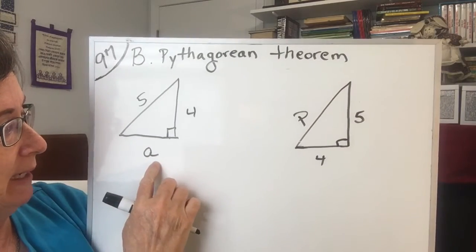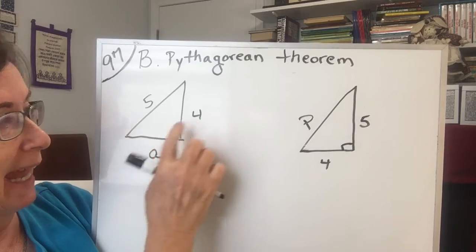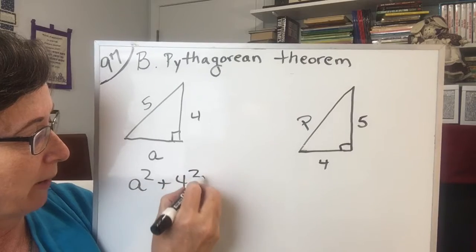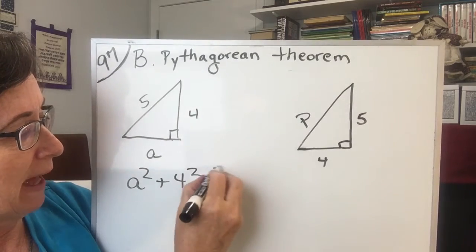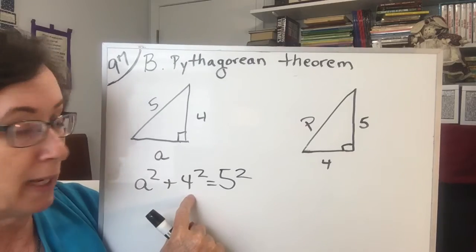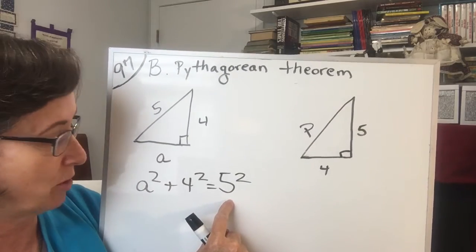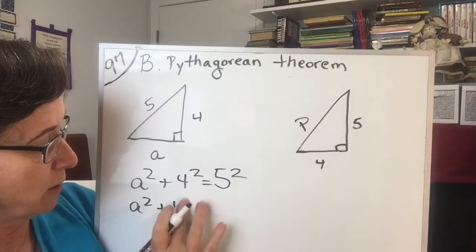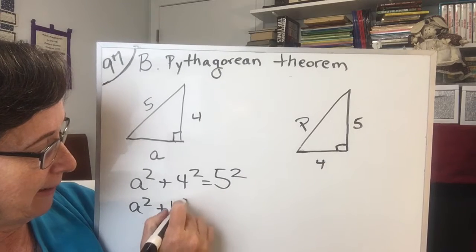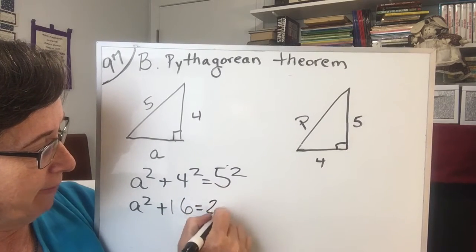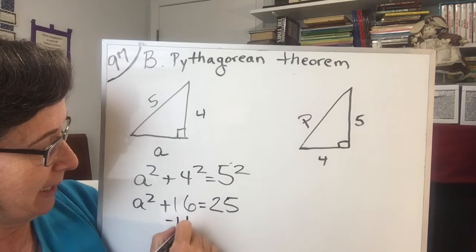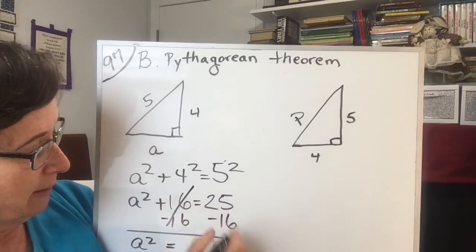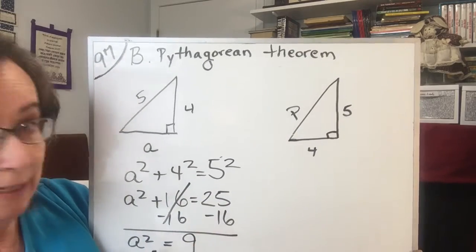Okay, so on this one, we're going to say, well, the legs added together, so we're going to take A squared plus 4 squared must equal 5 squared. So leg squared plus other leg squared must equal hypotenuse squared. So now we have A squared plus 4 squared, so 4 squared is 16, equals 25. And minus 16 and minus 16, A squared equals 25 minus 16 is 9.